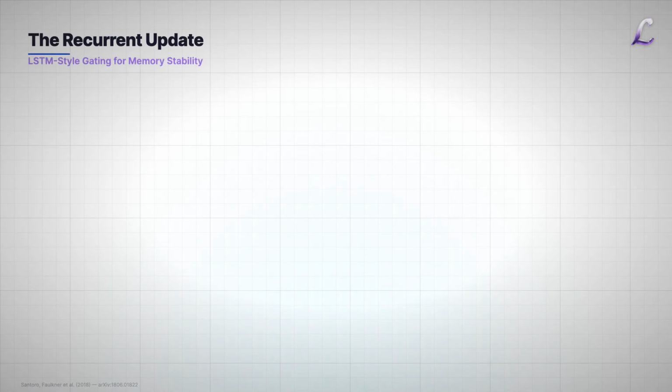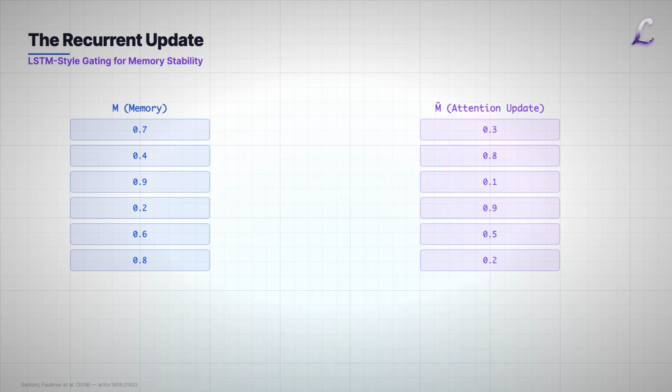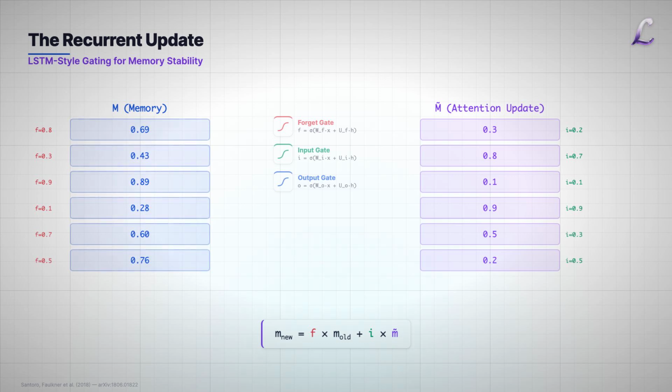The attention mechanism produces a proposed update. Let's call it M tilde. But attention is volatile. We need the stability of an LSTM. The RMC wraps this entire attention block in gating equations. We have a forget gate, an input gate, and an output gate. But there is a crucial difference. In a standard LSTM, gates apply to individual units. Here, the gates are scalars applied row-wise. Each memory slot decides as a unit. Do I keep my old content, or do I accept the new attention-based update? This stabilizes learning over long sequences.